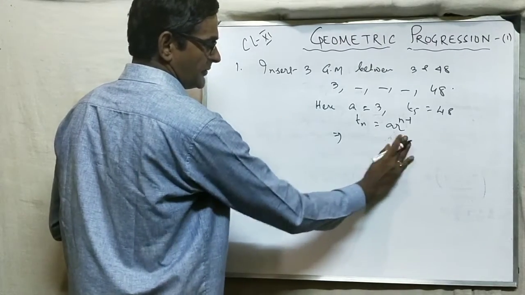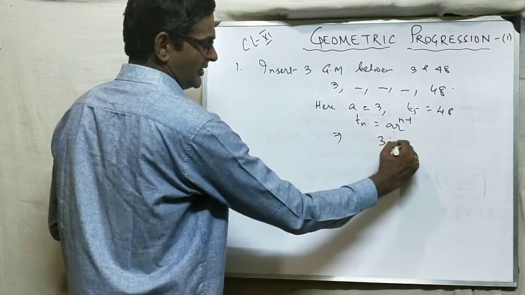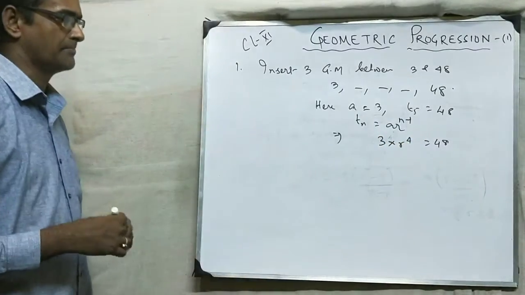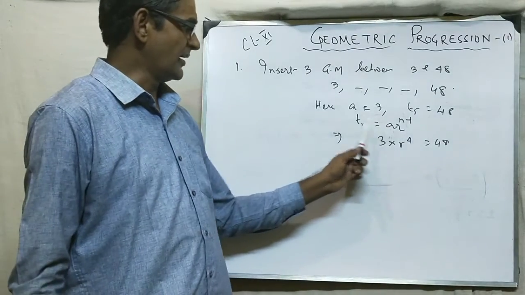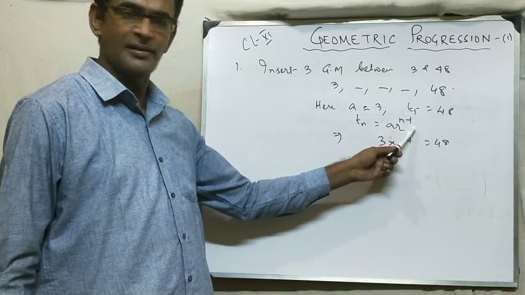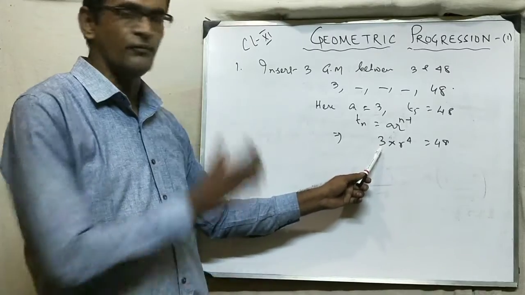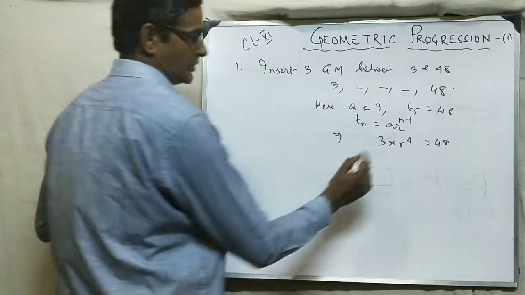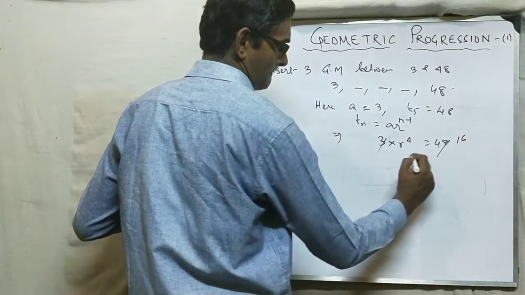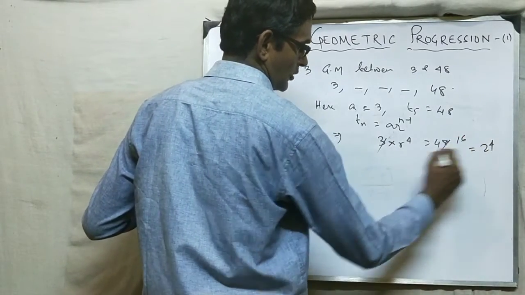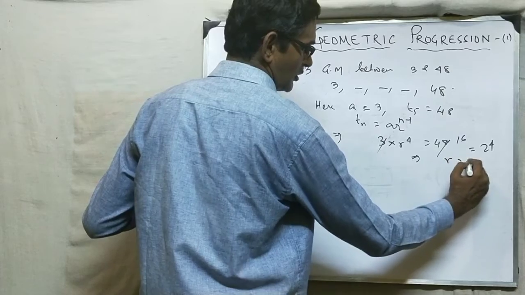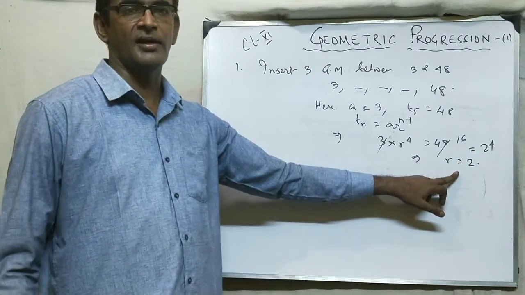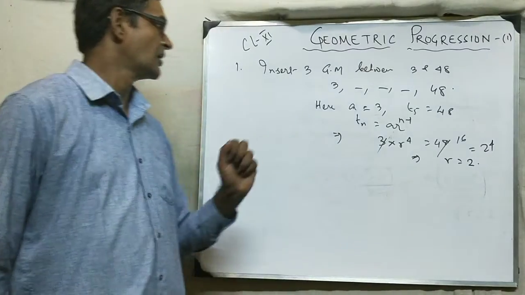Okay, so put the value of A. So 3 into R to the power 4 is equal to 48, because Tn is AR to the power n minus 1, and in place of A we are putting 3. So this is cancelled, giving 2 to the power 4, which implies R is equal to 2. So R is equal to 2.